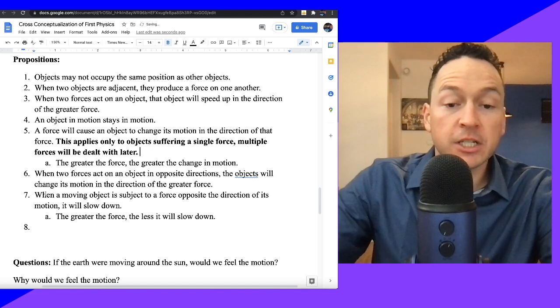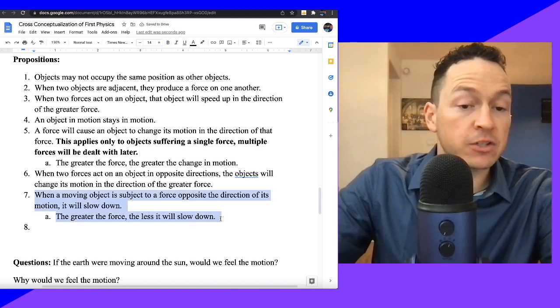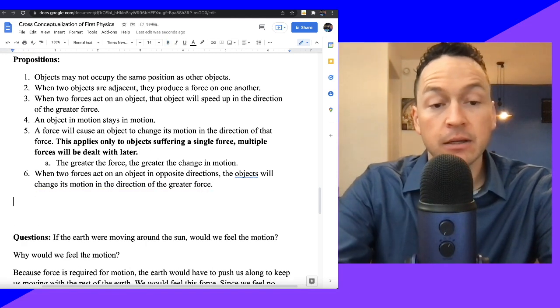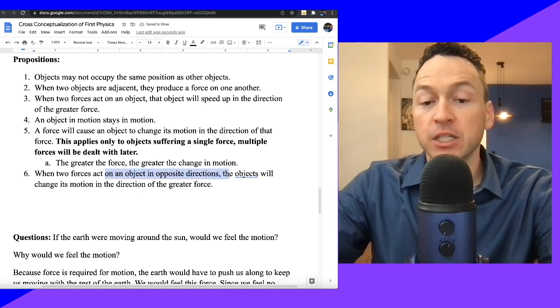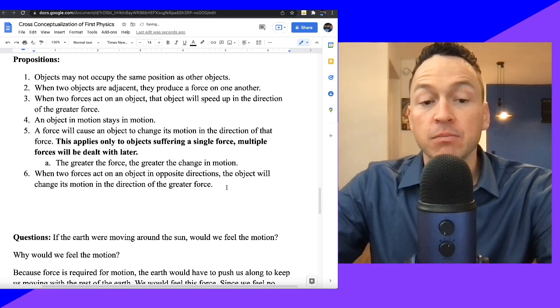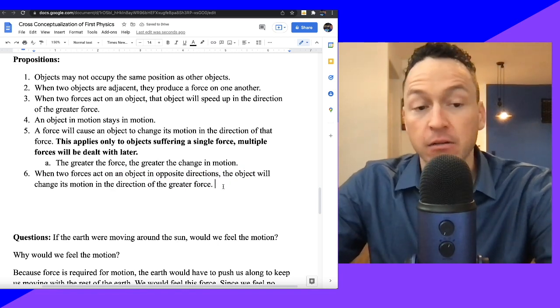Okay. When an object is moving, okay, so this one was Rand's razor. Rand's razor cut that one away. When two forces act on an object in opposite direction, the object will change its motion in the direction of the greater force. Yeah, great.